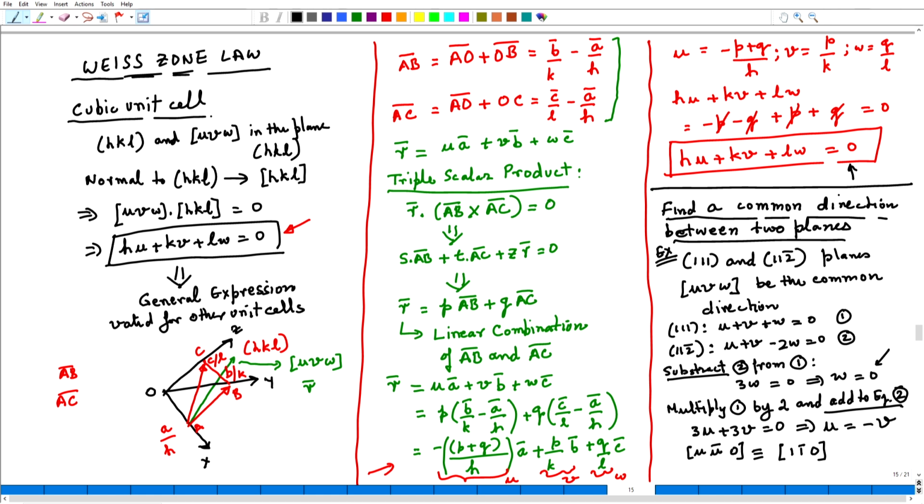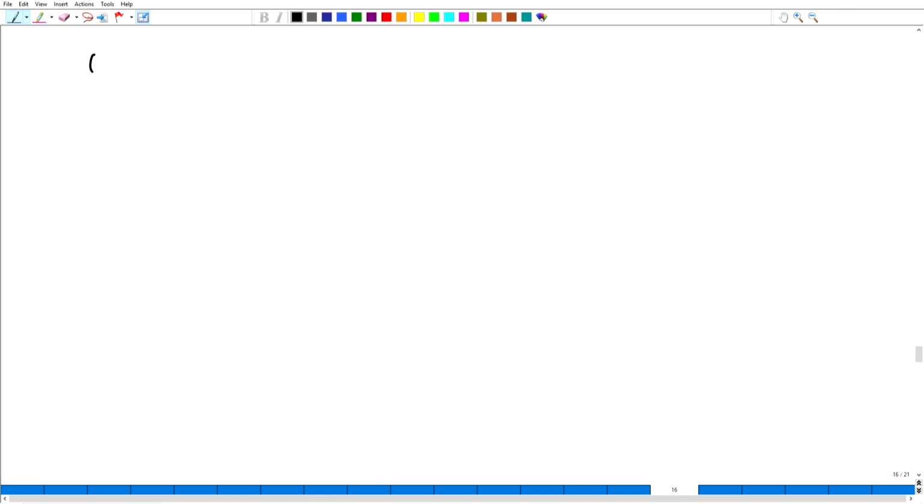Let us also look at how we can do it geometrically. So, if I do this geometrically for the planes, let me just write down these planes 1 1 1 and 1 1 2 bar, and my common direction is u v w. So, this is the common direction. So, for this common direction, let us draw this in a unit cell. Again, I am going to draw it in an arbitrary unit cell.